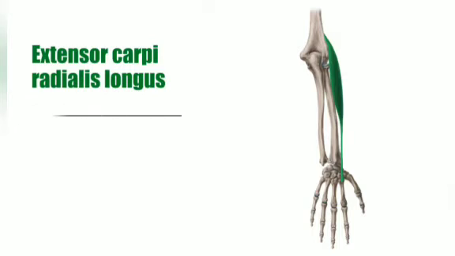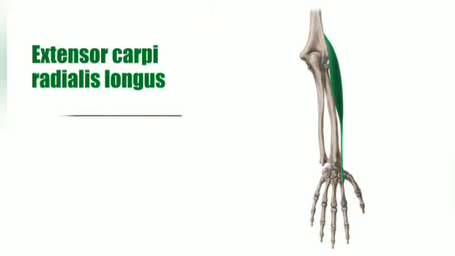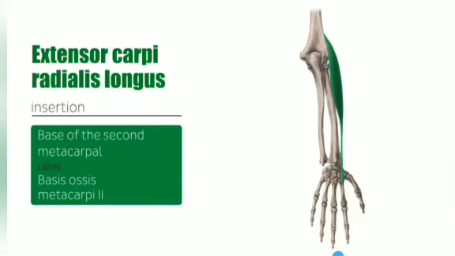Now, in terms of origin points, it has an origin slightly below the lateral supracondylar ridge of the humerus, which you can also see here. The muscle will go distally to insert at the posterior side of the base of the second metacarpal bone. Notice here, this is the second metacarpal bone, and the base would be a bit proximal here, and this is the insertion point for the extensor carpi radialis longus.